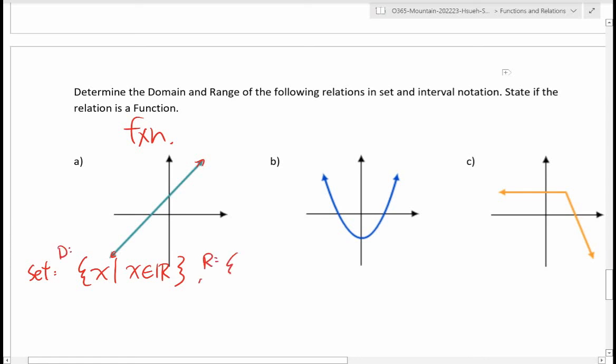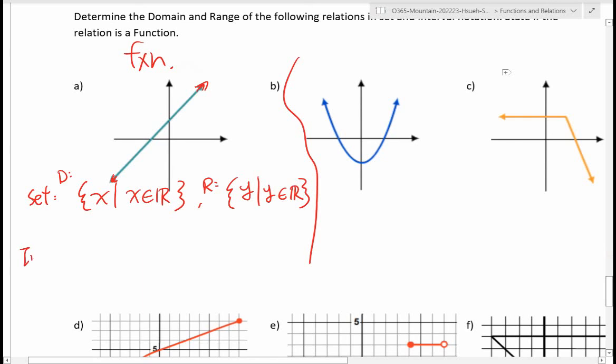Whereas the range, similarly, the arrowhead suggests that it keeps going downwards, and the arrowhead here suggests that it keeps going upwards. So the range is just going to be the y values such that y is an element of all real numbers, because it just keeps on going forever.